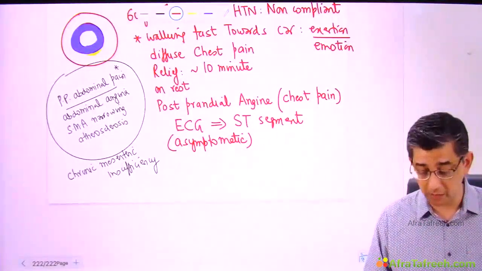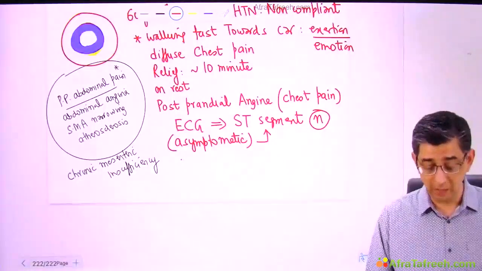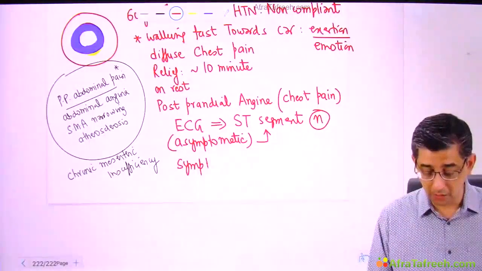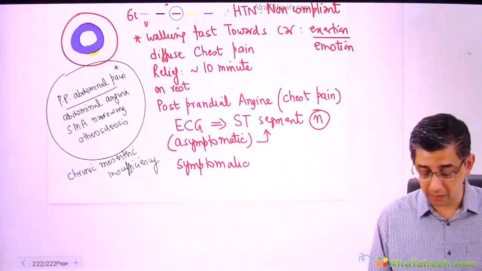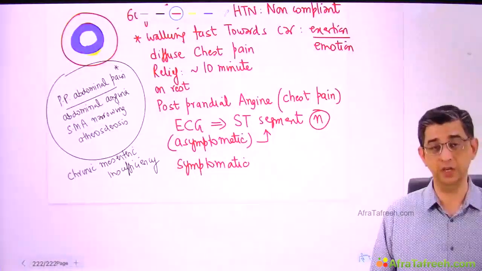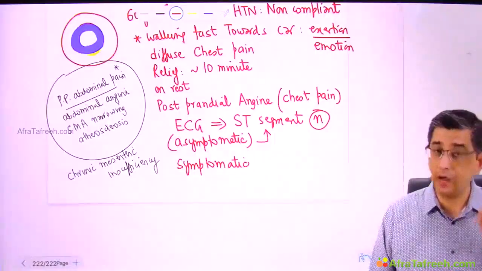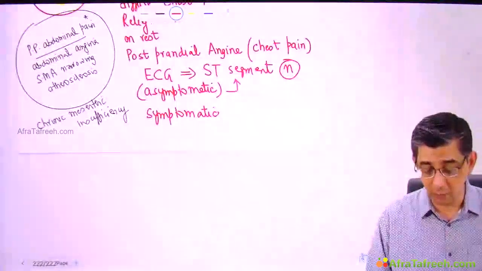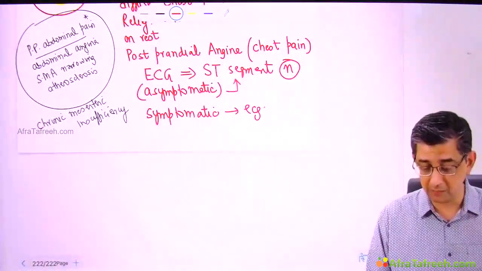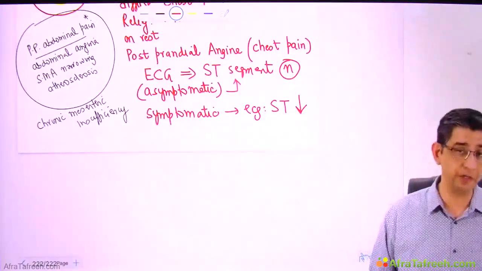So in an asymptomatic patient with chronic stable angina, the ST segment is going to be perfectly normal. But had this man come to your clinic when he was symptomatic, let me say your clinic was just adjacent to the parking lot, and somebody escorted this gentleman, who was sitting in the parking lot clutching his chest, to your clinic, in those circumstances when he was symptomatic, if an ECG was done, it would definitely have shown evidence of ST segment depression.